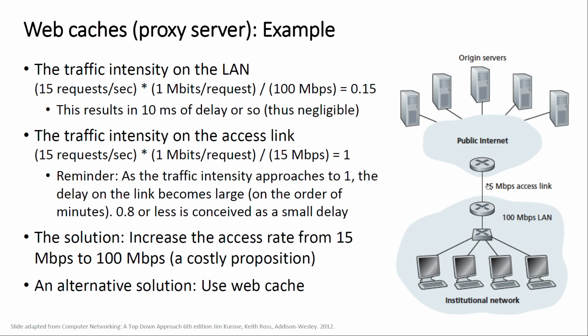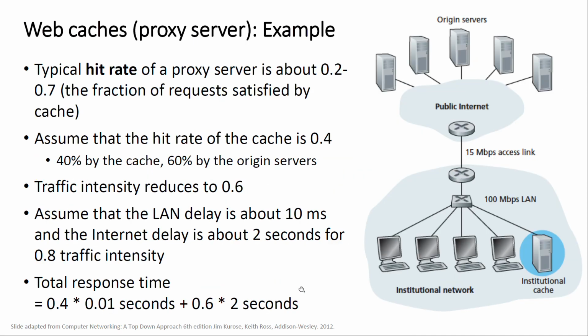What is the solution? Of course you can pay more money and increase this 15 megabit per second access link to something more, but it will cost you. An alternative solution is to use a web cache, which works like this. You put your institutional cache here. It depends on how much you actually cache here, but the typical hit rate of a proxy server is about 0.2 to 0.7. This is the fraction of requests satisfied by the cache. So assume that the hit rate of the cache is 0.4 in our example.